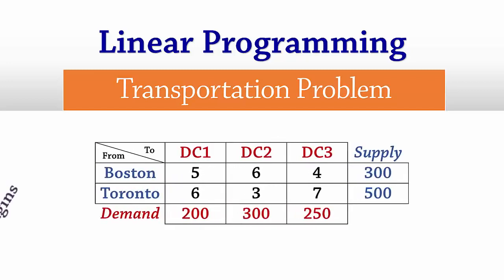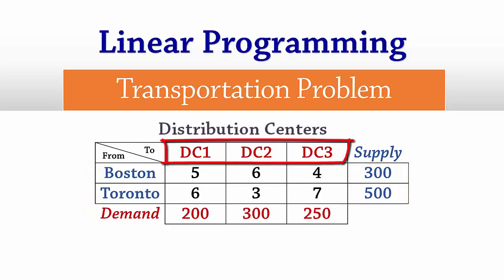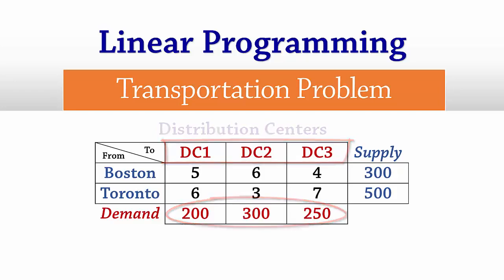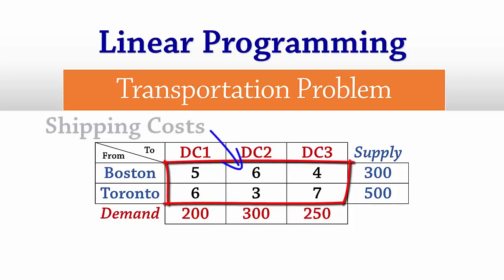The origins are two plants at Boston and Toronto, with supplies or capacities of 300 and 500 units, while the destinations are three distribution centers with demands of 200, 300, and 250 respectively. The costs of transporting a unit of the product from origins to destinations are seen here. For example, it costs $6 to ship a unit of the product from Boston to distribution center 2.